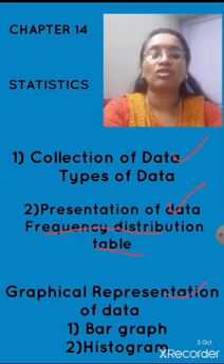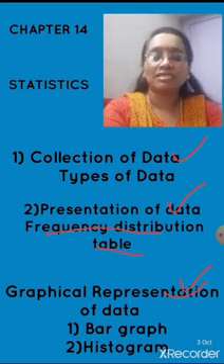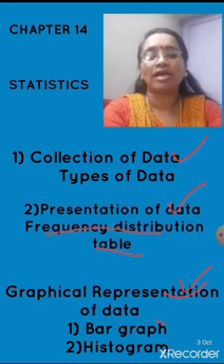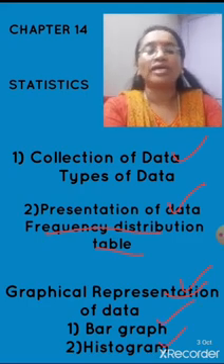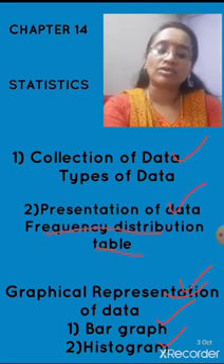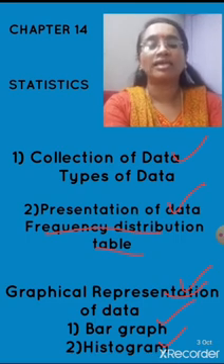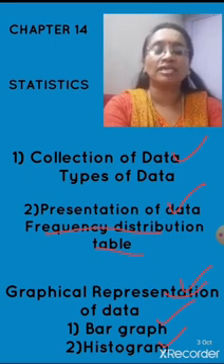Graphical representation, in this year you are going to study two representations, bar graph and histogram. But in your textbook, polygon is there and histogram, two types are there, but the two things are deleted topic, so you don't need to study. So these are the topics you are going to study in this chapter.